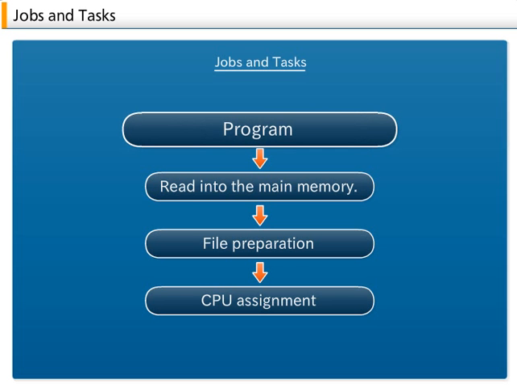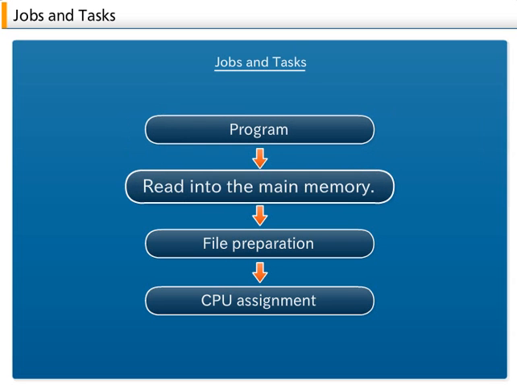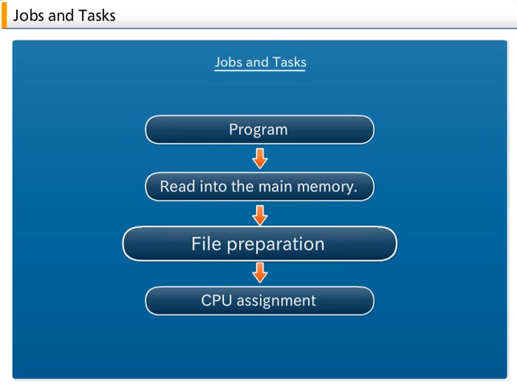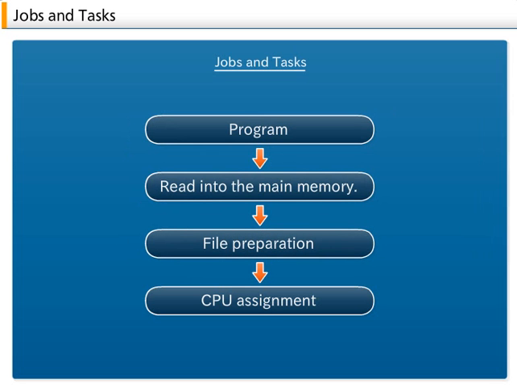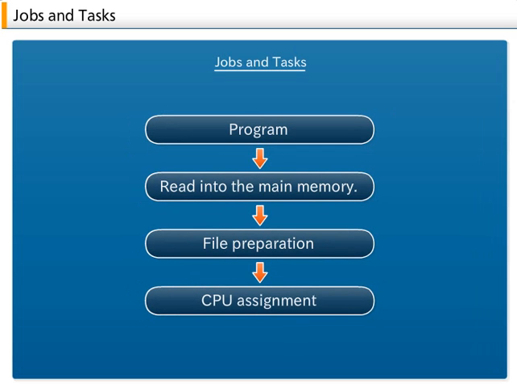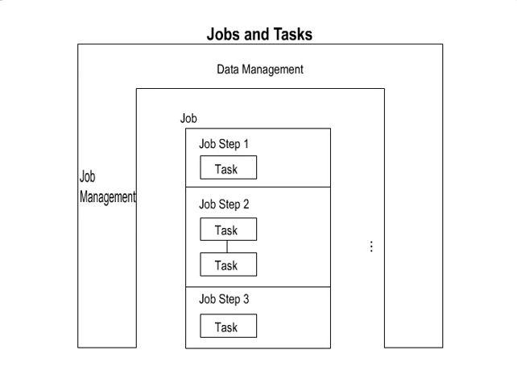Prior to the execution of any program, the program must be loaded into main memory, and its related files should be prepared. Then, the program is allocated the CPU resource and executed in the CPU. Therefore, a task can be regarded as a combination of the program to be executed, main memory to be needed for program execution, and files to be used.